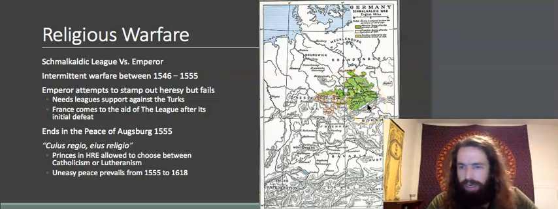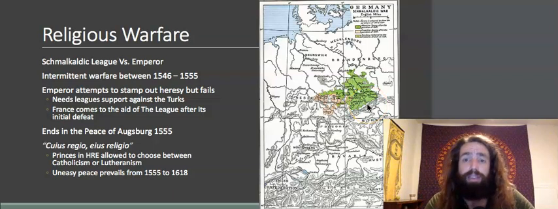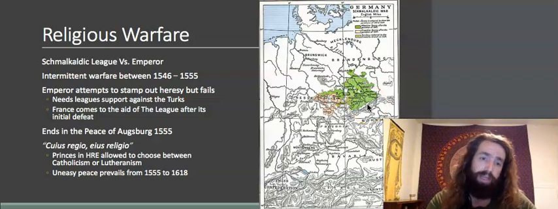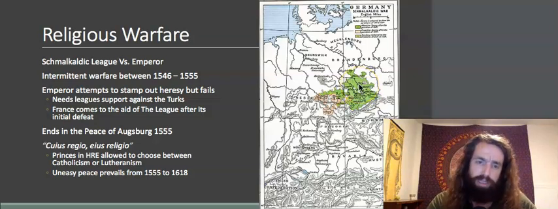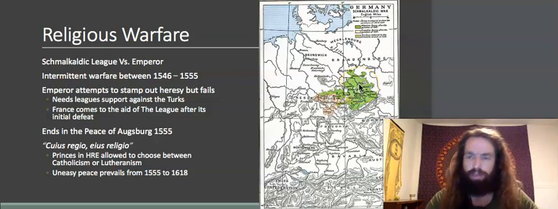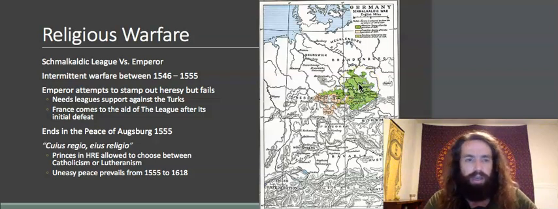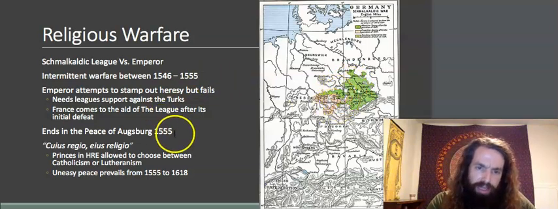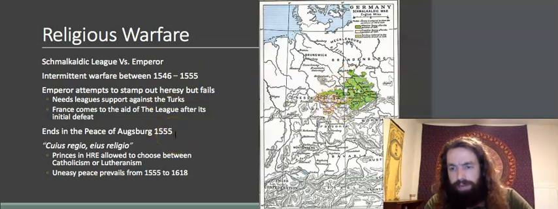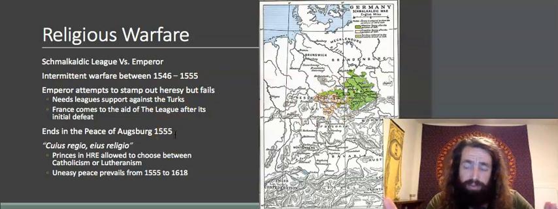And he is able to win a number of important battles, but he's not actually able to wipe out Protestantism. It's partially because the emperor has so many different enemies to fight that he really can't focus on Protestantism. He has to fight France, he has to fight the Turks. And so eventually the emperor is forced to accept the existence of Protestantism in northern Germany in the Peace of Augsburg in 1555. But this is very much a temporary peace.